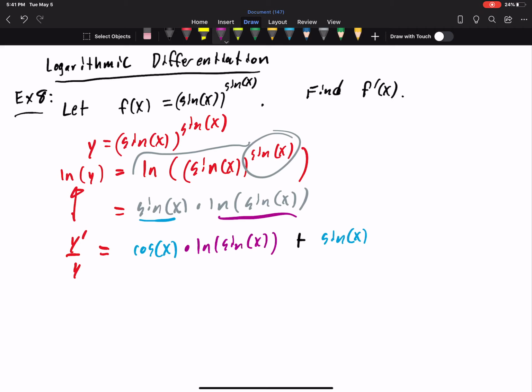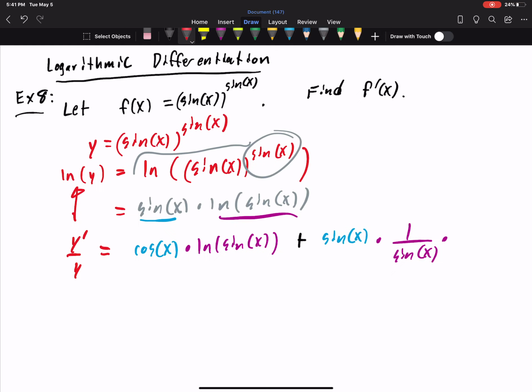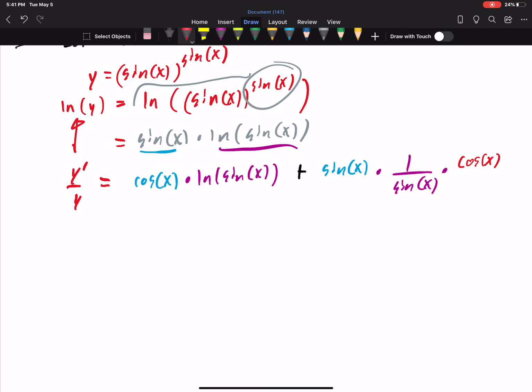So that's going to be 1 over sine of x times the derivative of the inside of the log. That is the derivative of sine. Turns out that is equal to cosine, as you know. There we go. Let's clean this up just a little bit because I'm picky.